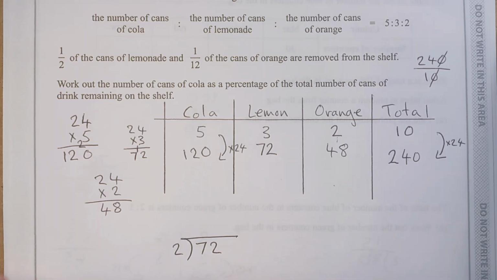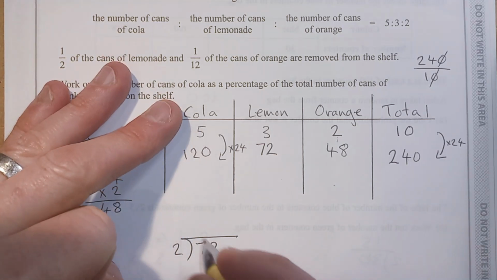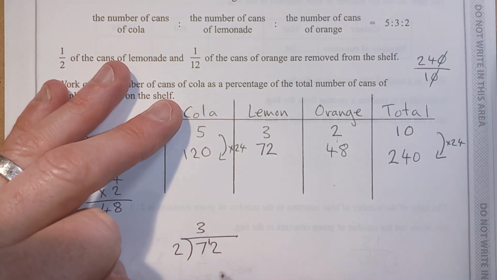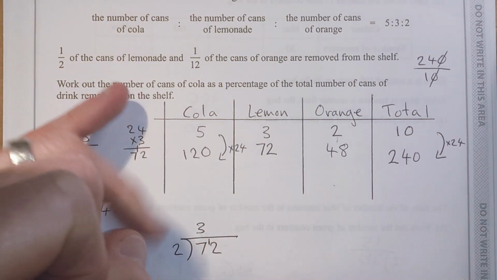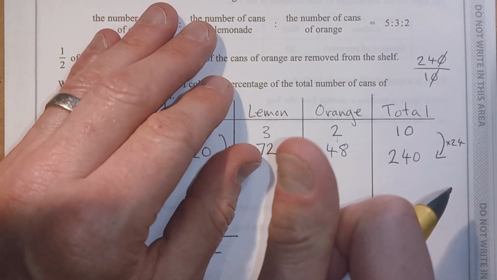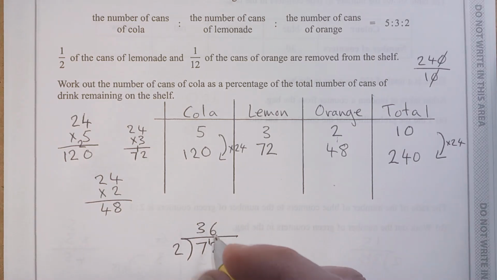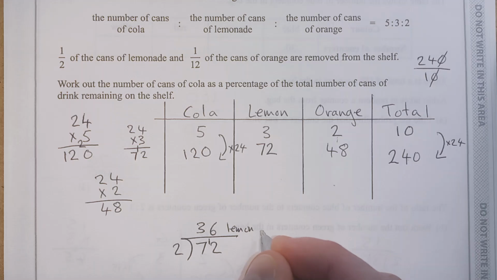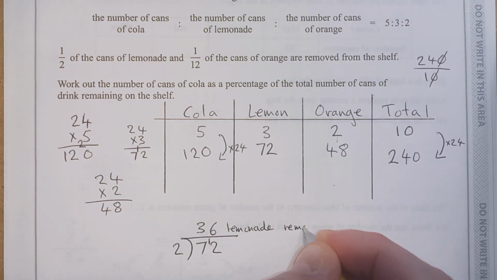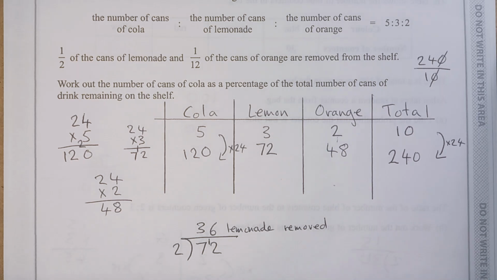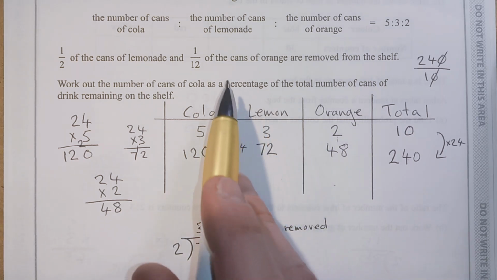Well, 2 goes into 7, 2, 4, 6, that's 3 times, remainder 1. And 2 goes into 12, 2, 4, 6, 8, 10, 12, that's 6 times. Okay, so 36, and we'll put lemonade removed. Okay, now we can do the same thing with orange.